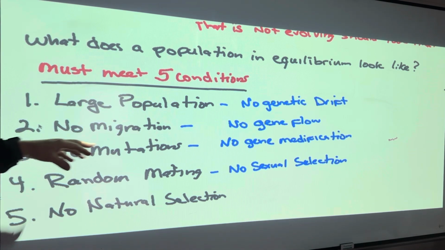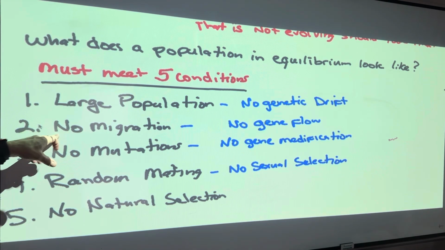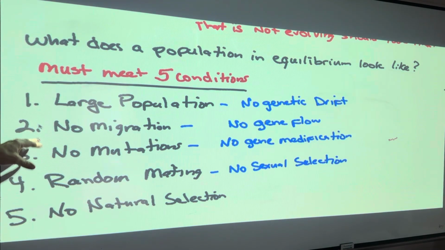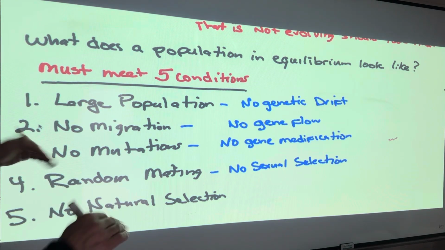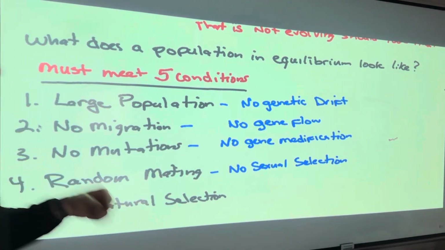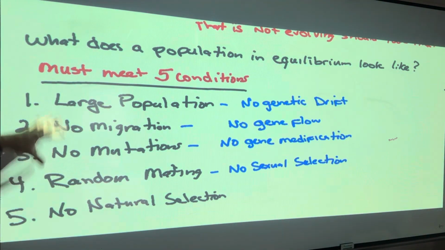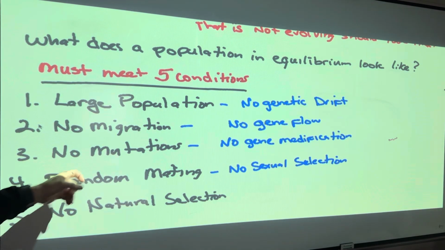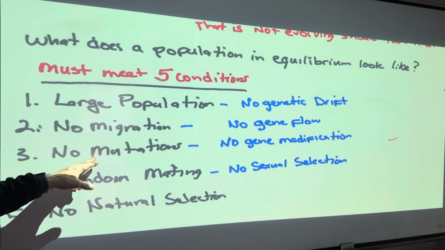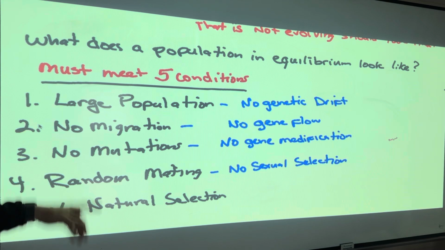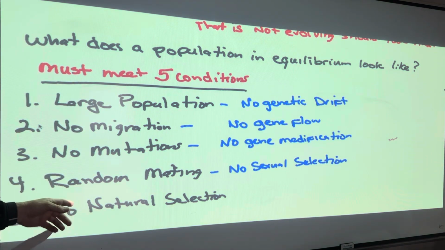First, the population is large. That means no genetic drift. There's not going to be any migration, so there's not going to be any new genes coming in and out. That means no gene flow, which is going to restrict it. That could cause equilibrium. No mutations. You remember, evolution is random, and so if you don't have mutations, you don't have evolution. If you don't have mutations, there's no gene modification, and you're closer to being in equilibrium.